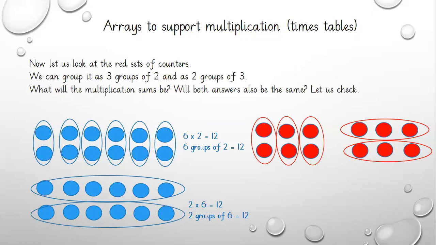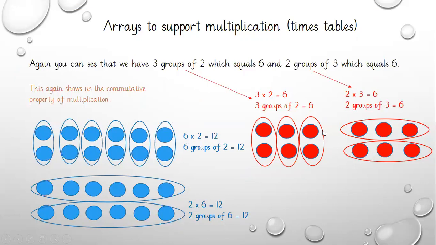Now let us look at the red set of counters. We can group it as 3 groups of 2 and as 2 groups of 3. Again, you can see that we have 3 groups of 2 equals 6, which is 3 times 2 equals 6. And we have 2 groups of 3, which is equal to 6, which is 2 times 3 equals 6. Again, these numbers are just reversed, which tells us again that this is the commutative property of multiplication.